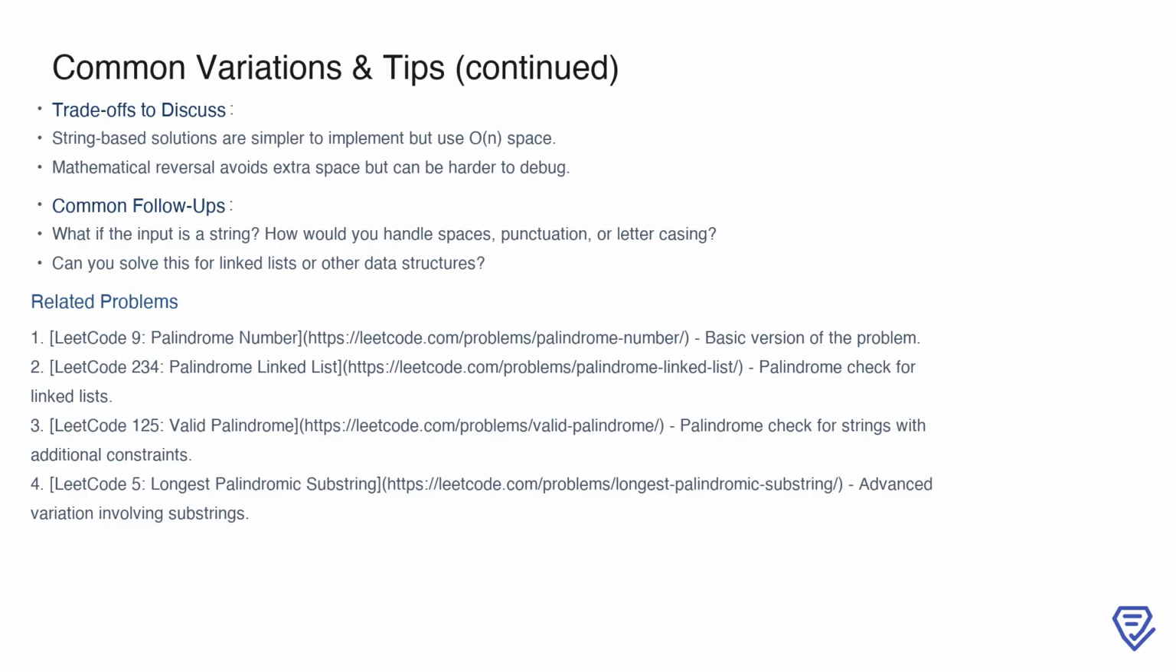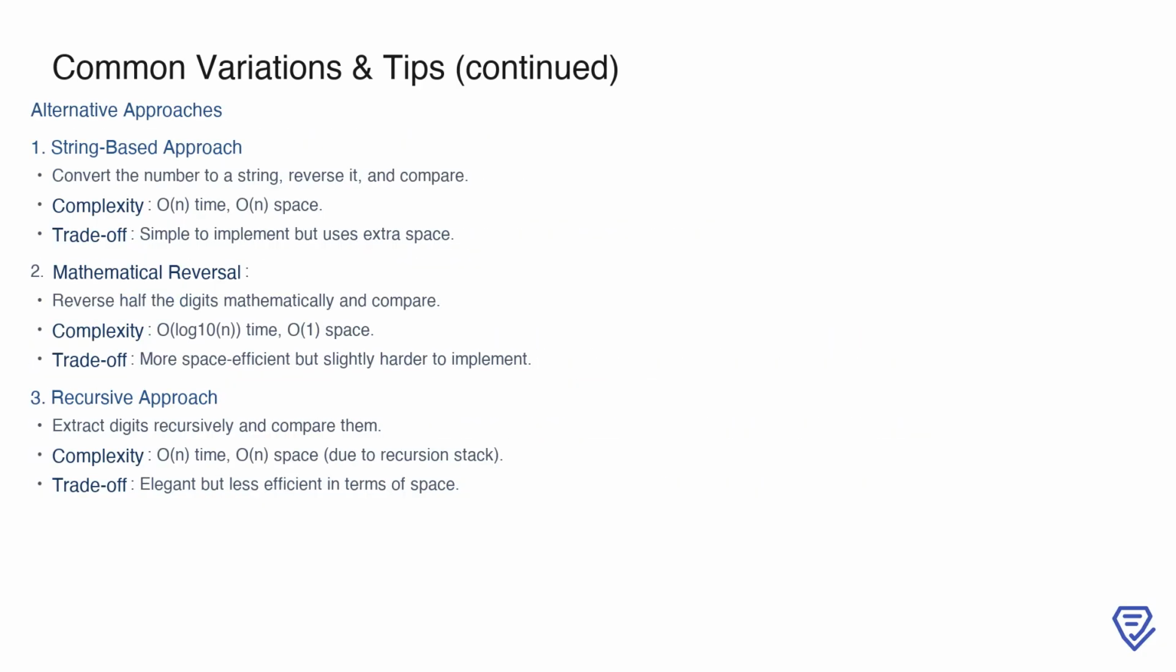LeetCode 234 involves checking if a linked list is a palindrome, while LeetCode 125 extends the concept to strings with additional constraints like ignoring non-alphanumeric characters. For a more advanced variation, you can look at LeetCode 5, which focuses on finding the longest palindromic substring in a string. When considering alternative approaches to solving this problem, there are three main methods to explore.